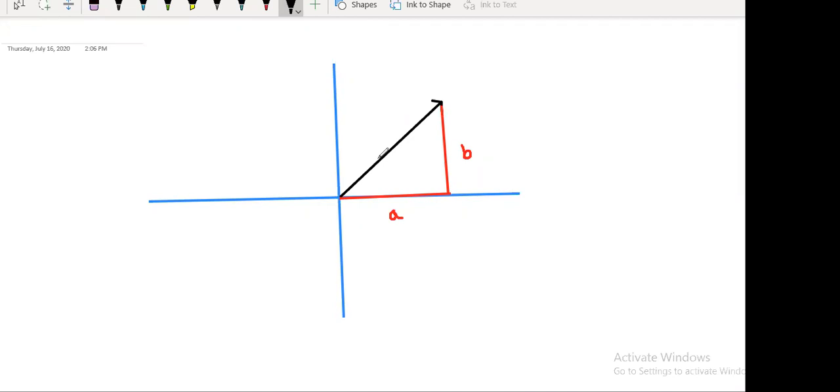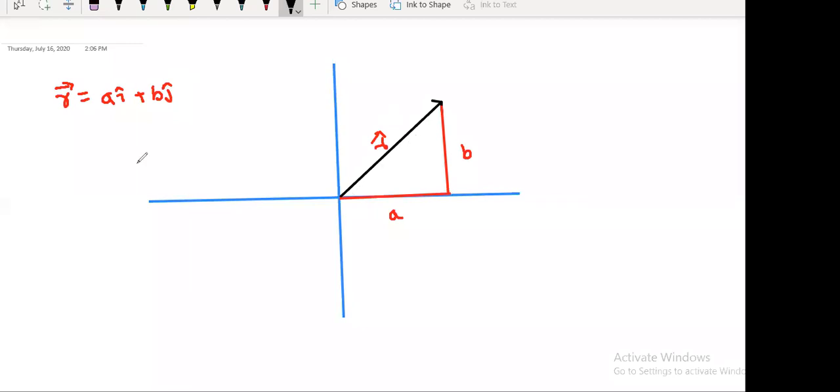Yes, Janvi, you can write like that. Okay. So I can say that this is a vector. This hypotenuse is a vector. So R vector can be written as a i cap plus b j cap. Yes or no? Tell me. Yes? Okay.